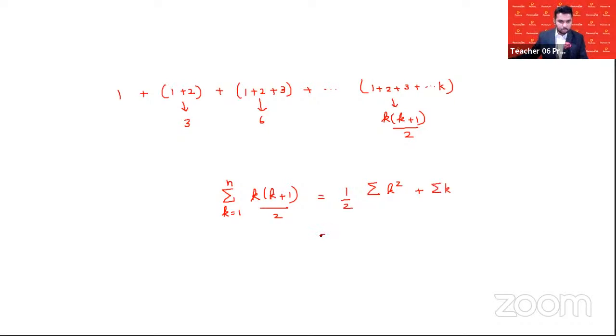I'll put down the final answer. So this is going to be 1 by 2 times n into n plus 1 into 2n plus 1 by 6, plus n into n plus 1 by 2.